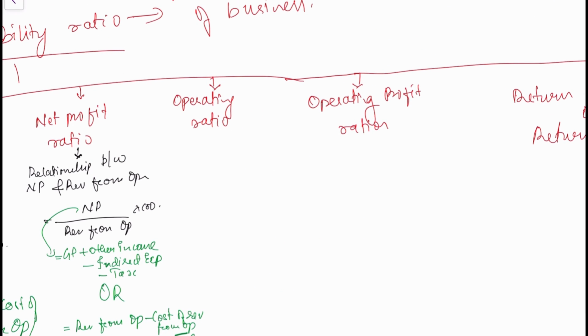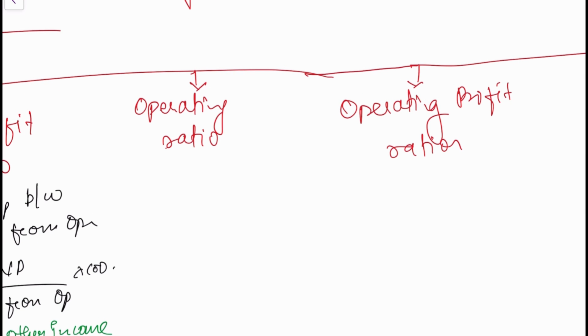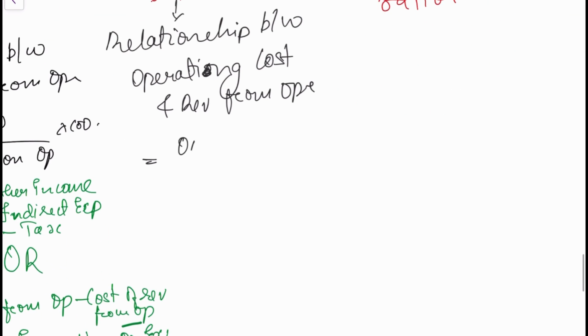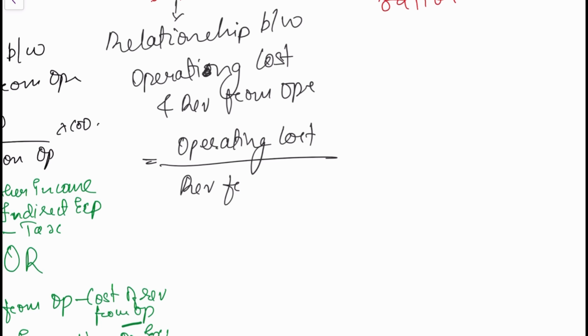Okay, so next is operating ratio. We will see operating ratio. It shows the relationship between the operating cost and revenue from operation. Therefore, the formula is operating cost divided by revenue from operation into 100.